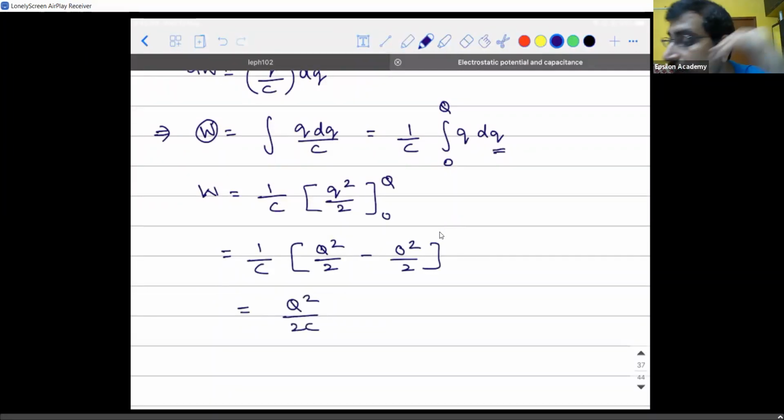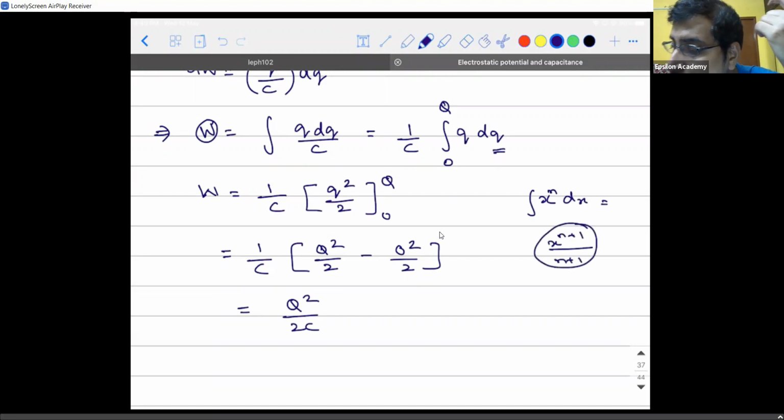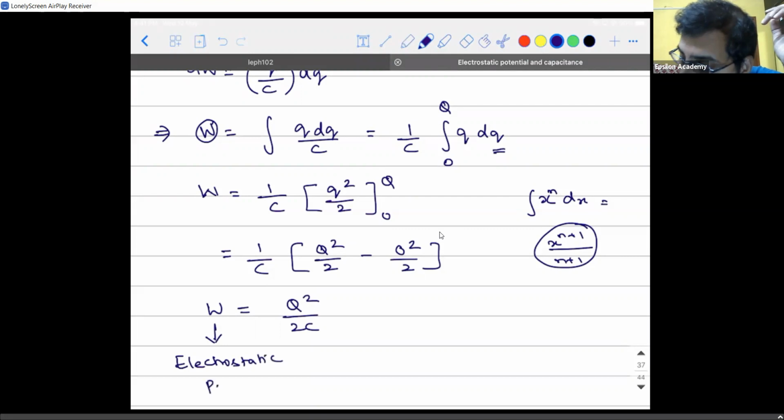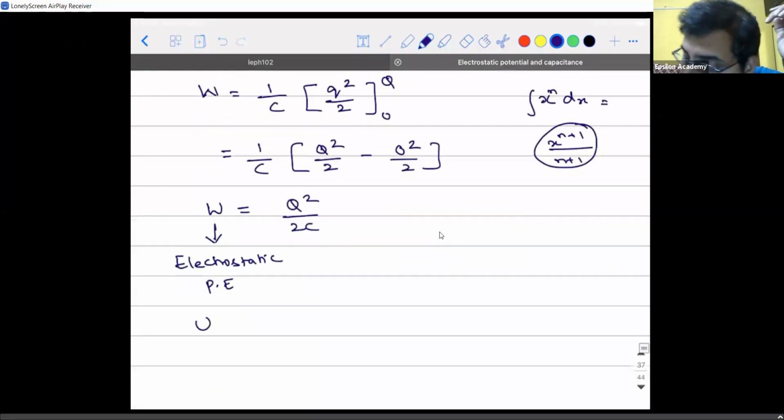If anyone is having problems with integration, I think I've already explained this, right? Integral of x power n into dx is equal to x power n plus 1 divided by n plus 1. So Q square divided by 2C, this is the amount of work that is done. And this work is what is going to get stored in the form of electrostatic potential energy. So U across the plates of a capacitor is given as Q square divided by 2C.